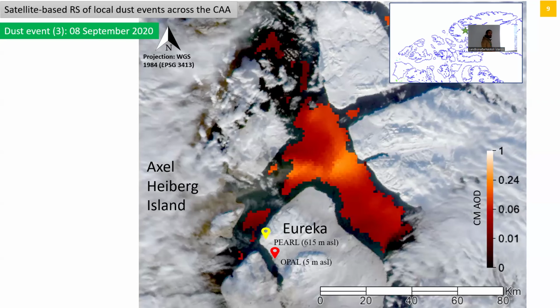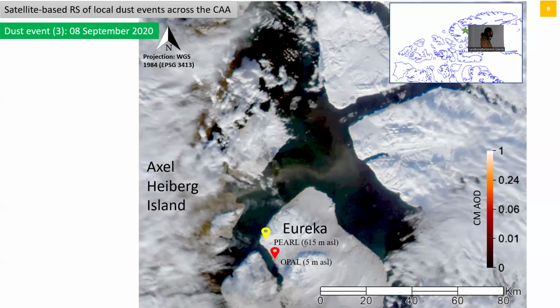Here, there is another dust event on 8 September 2020. Here is the Aqua MODIS color imagery blinking with the coarse mode aerosol optical depths derived from the MODIS AOD products. As you see here again, the coarse mode optical depths capture the location of the dust on the MODIS color imagery.